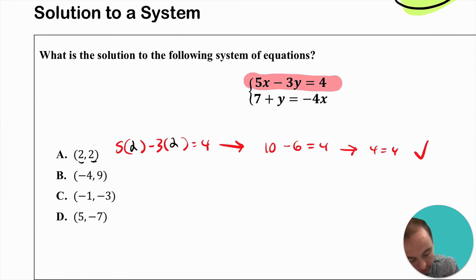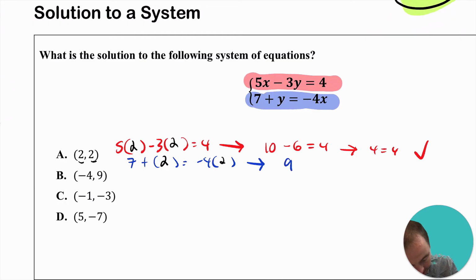And then I can also plug into the second one and see if it also works there. So by doing 7 plus the y equals negative 4 times the x, I can plug in the 2 that is the y and the 2 that is the x, and that's going to give me 9 equals negative 8, but that doesn't work. So that tells me that this cannot be a solution to the system, because it does not satisfy both of the constraints within the system. So then I would have to check B and see if that's going to work.